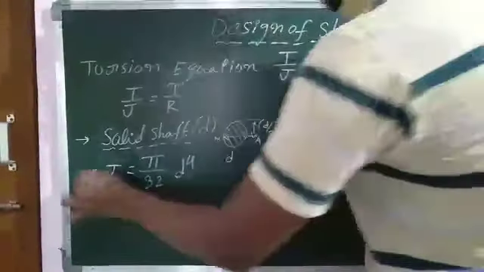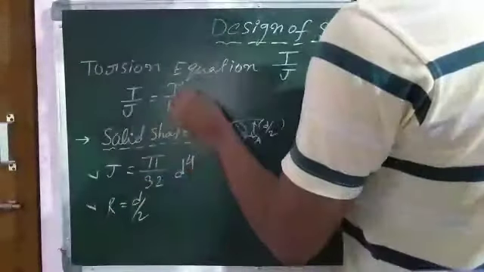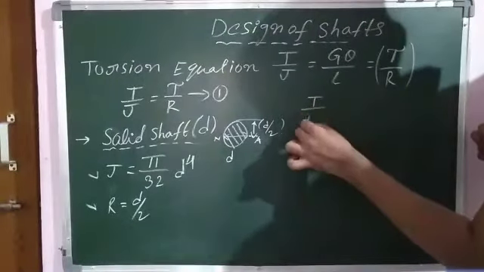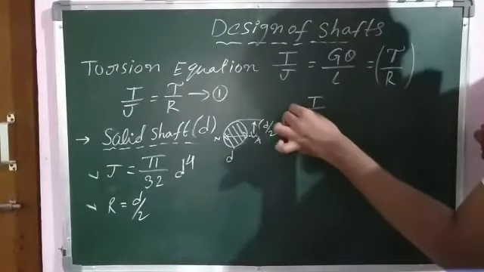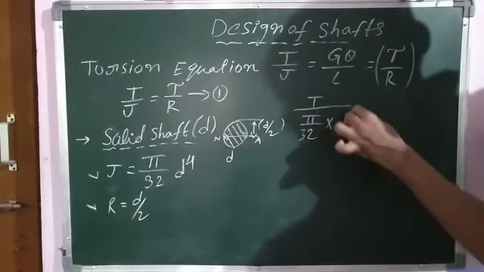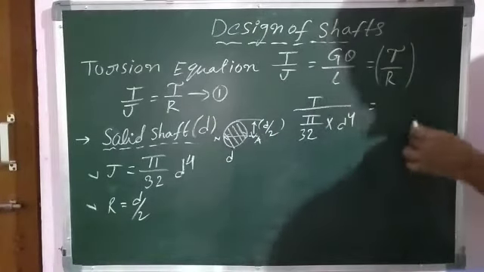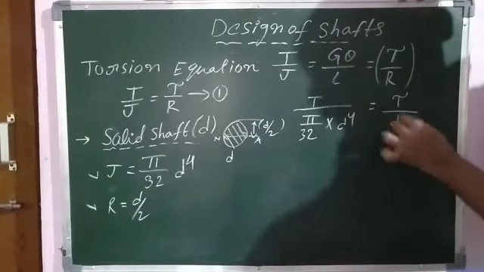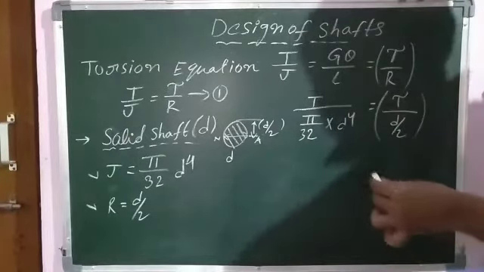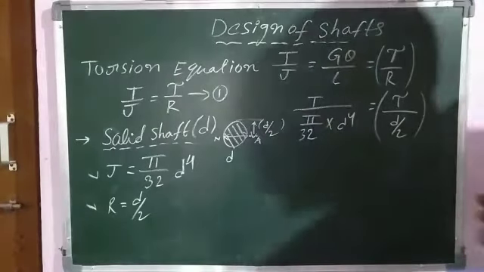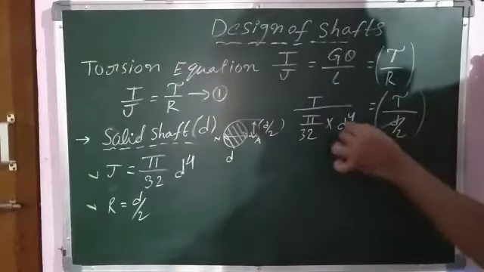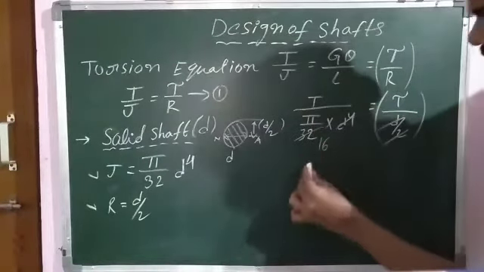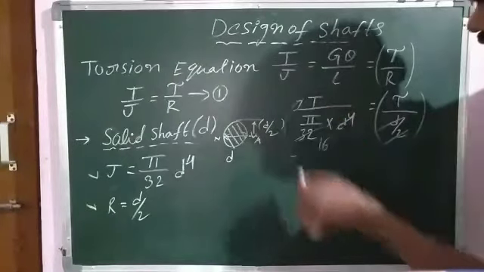Now substitute J and capital R in equation 1. Then T by J, what is J? Pi by 32 into d power 4 is equal to tau by R, tau divided by the radius of the shaft. Radius is equal to half of the diameter, so d by 2. Then d cancels, 2 ones and 2 sixteens. Then 16 goes to the numerator.